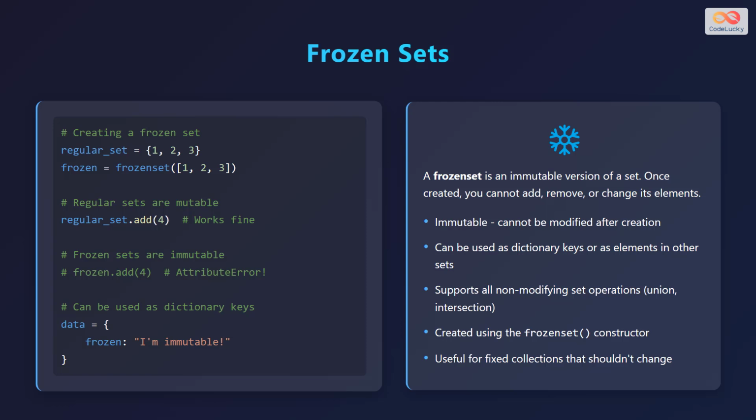Some features of frozen sets are that they are immutable, so they cannot be modified after creation. They can be used as dictionary keys or as elements in other sets. They support all non-modifying set operations, like union and intersection. They are created using the frozenset constructor. And lastly, they are useful for fixed collections that shouldn't change.